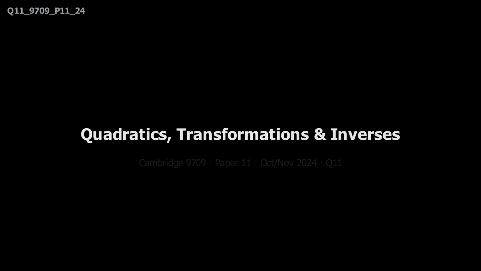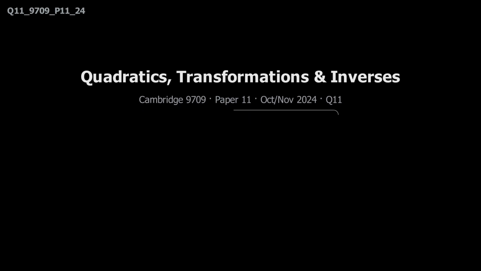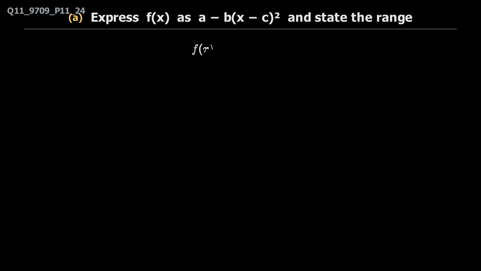We work with f on the real line and g on the left branch where x is at most 0. f is the full quadratic, g uses the same formula but only for non-positive x. Part A. Rewrite f in completed square form.